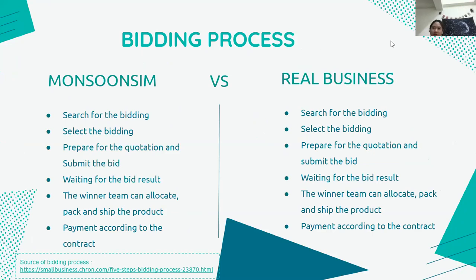So based on MonsoonSIM and real business, both have something in common, which is shown on this slide. The first thing is searching for the bidding. The second, select the bidding. The third one, prepare the quotation and submit the bid. The fourth one, wait for the bid result. The winner team can allocate, pack, and ship the product. And the last one is payment according to the contract. Next slide, please.